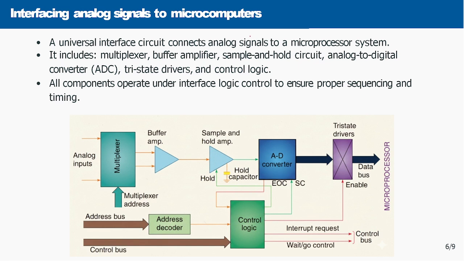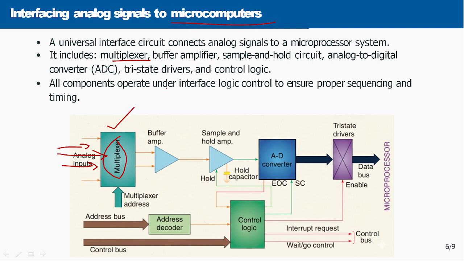Then how to interface this analog signal to microcomputers? Basically it includes a multiplexer. The analog signals are first put into the multiplexer, because we know that multiple signals are captured through different sensors and transducers, and all are sent into the multiplexer. At a particular instant of time, this multiplexer will choose only a single input which can be operated on or executed.